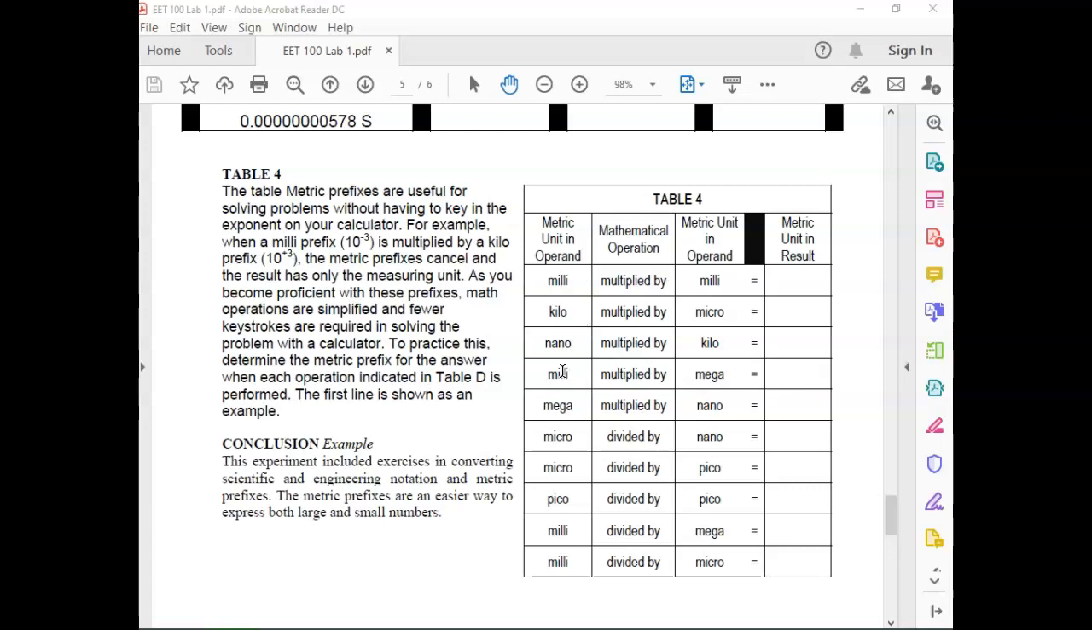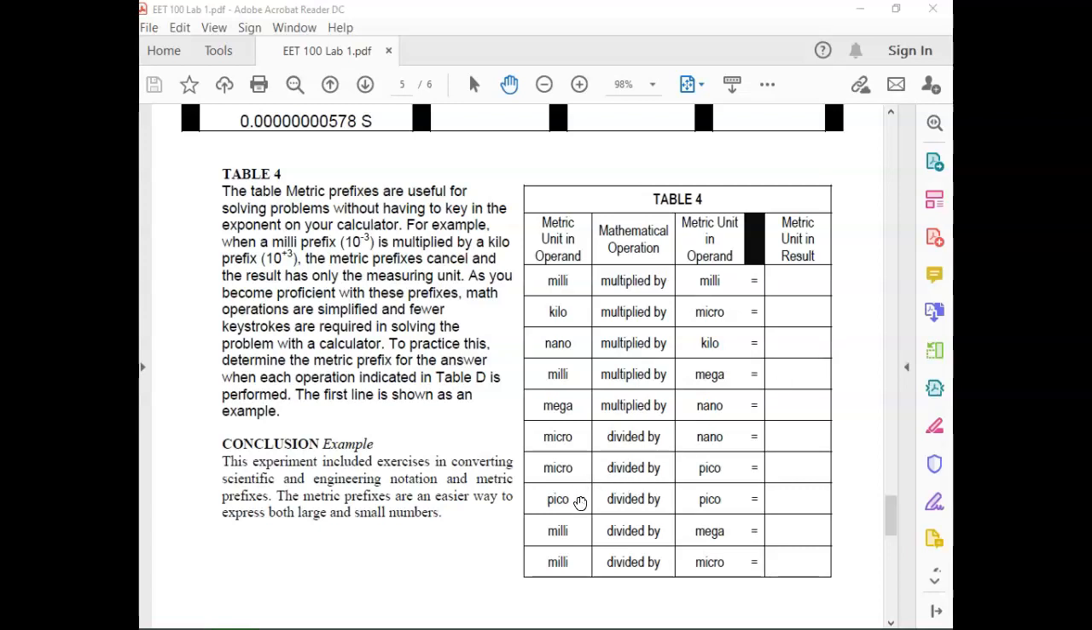So when I go to, let's say, milli multiplied by mega. First of all, what is milli? -3. What is mega? 6. So -3 plus 6 gives me what? Kilo. Gives you kilo. Gives you 3. Okay.